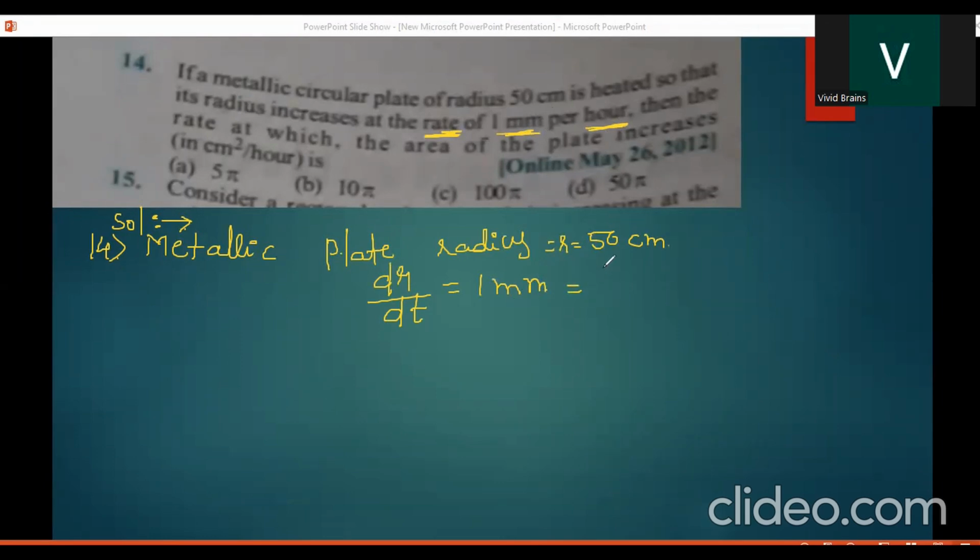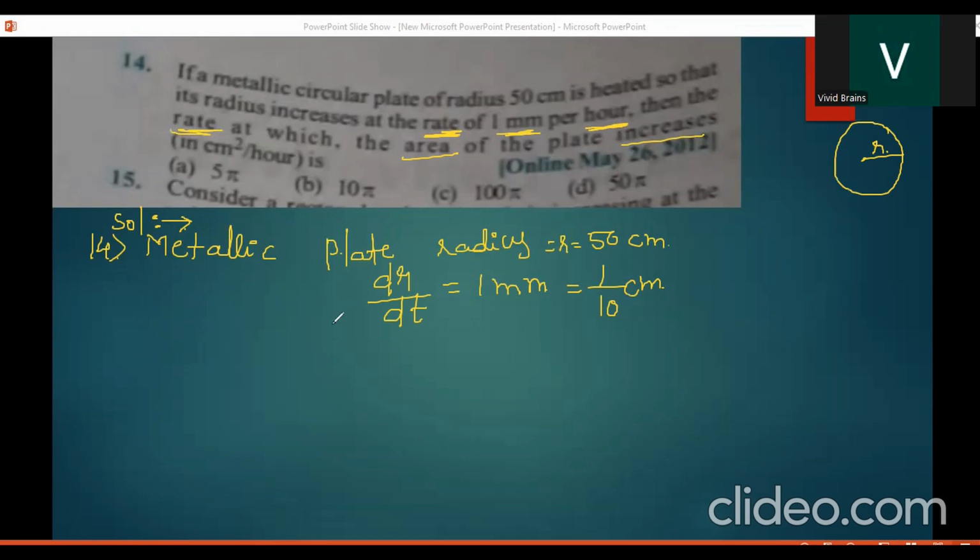1 mm means, can I go with 1 by 10th of a centimeter? Yes, very good. Now, this is a circular plate and the radius is given. Then the rate at which the area of the plate increases; increases means you are getting positive. The rate means with respect to time, how the area is going to increase. That is what they are asking.